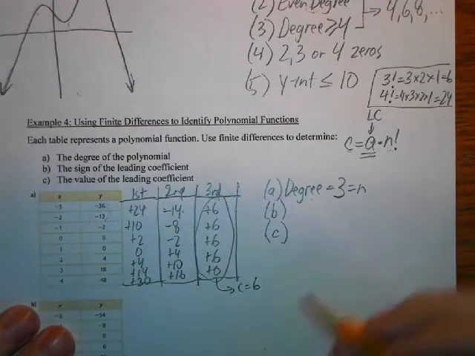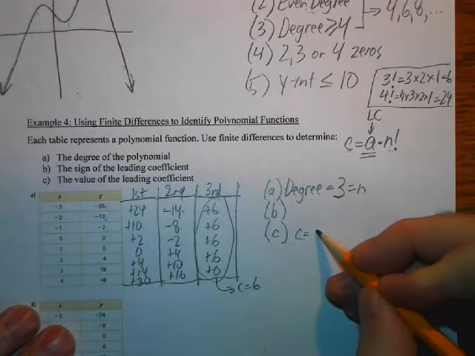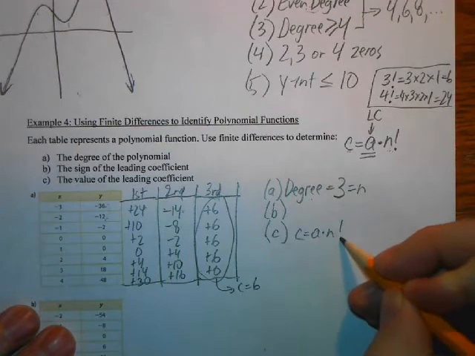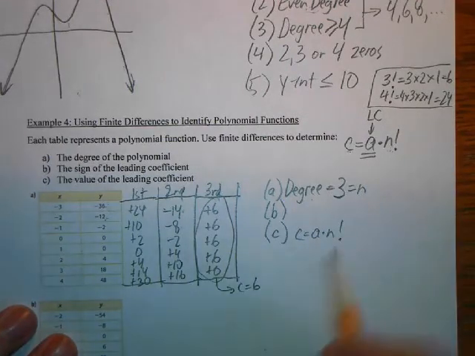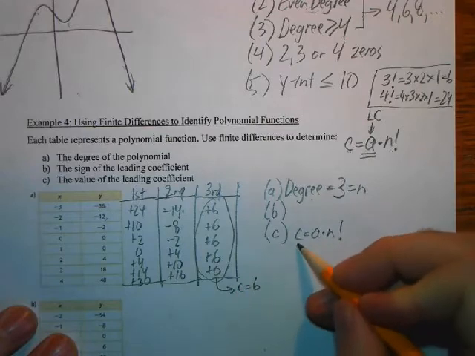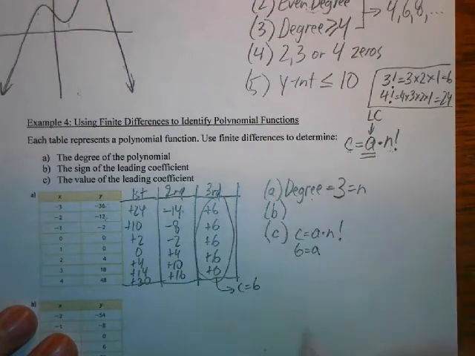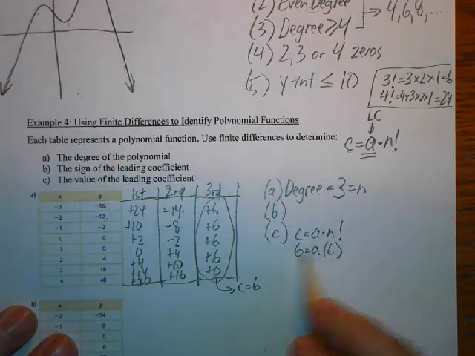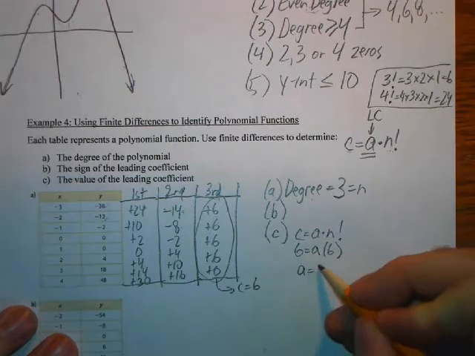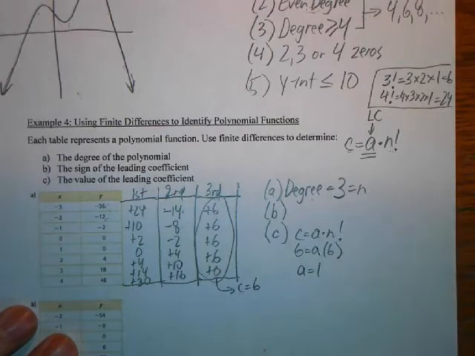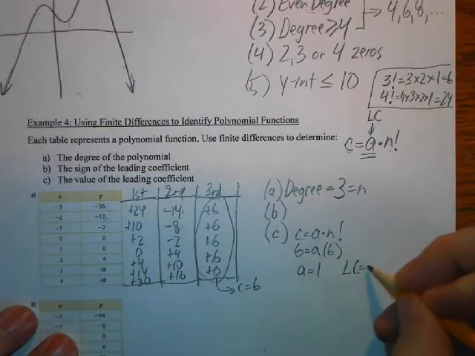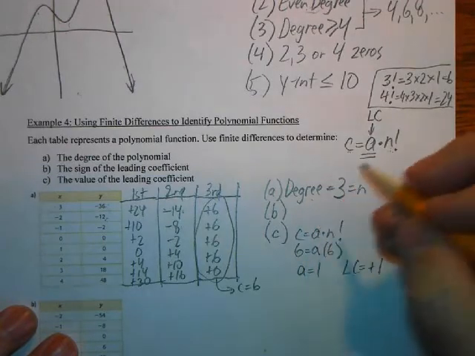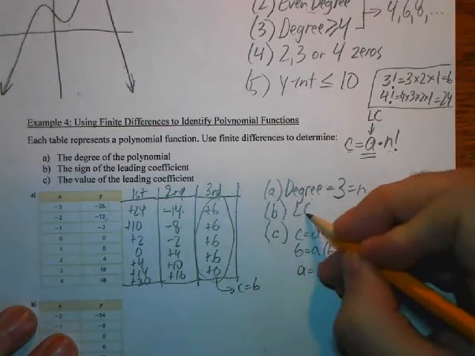We know that c is equal to a times n factorial. That's the formula from here. So let's plug in what we know is the constant. c is 6, a is what we're trying to find, and n factorial, in this case, is 3 factorial. 3 factorial is 6. So 6 is equal to 6 times a, so that's very easy. So the leading coefficient is equal to positive 1, so that means the leading coefficient is positive.